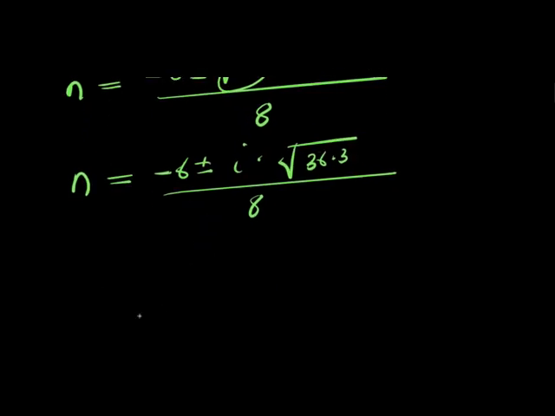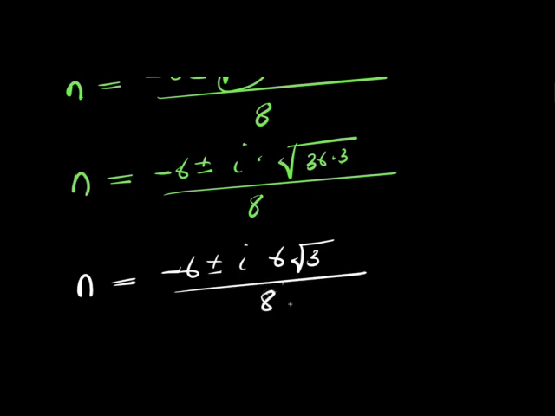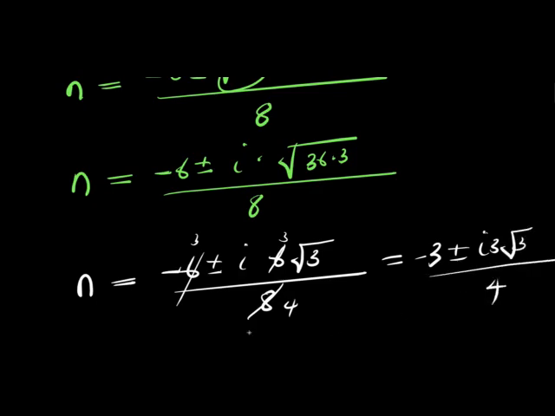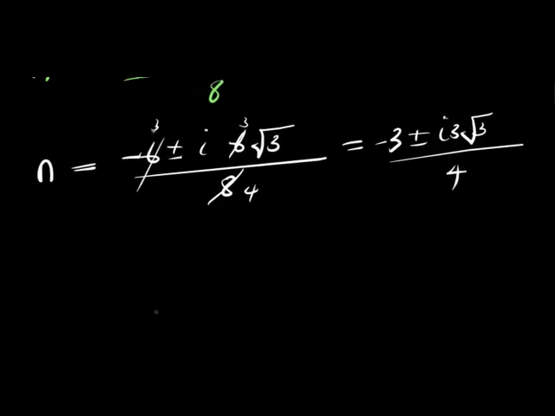So from here, we are going to have n equals negative 6 plus or minus i times the square root of 36, that is 6 root 3, divided by 8. So 2 can divide 8 to give 4, divide 6 to give 3, divide 6 to give 3. So this simply means we have negative 3 plus or minus i times 3 root 3, divided by 4. So we can factor out 3 over 4, and we are going to have n equals 3 over 4 times negative 1 plus or minus i root 3.